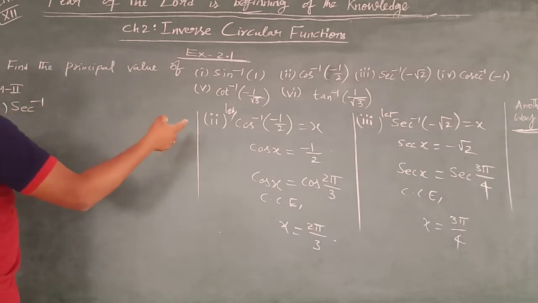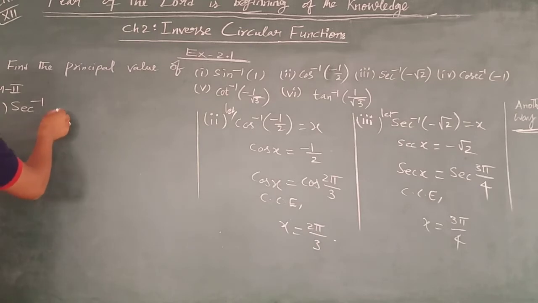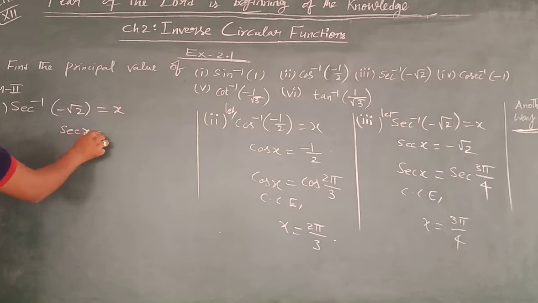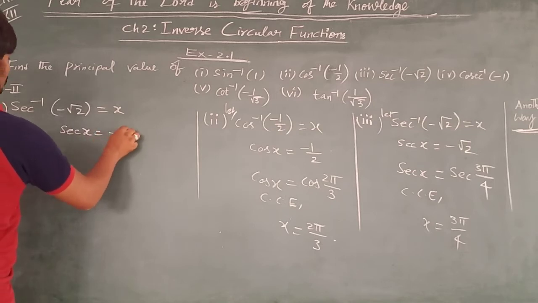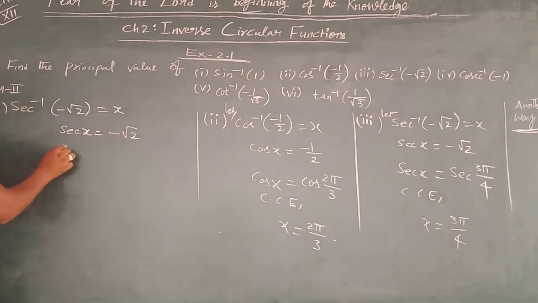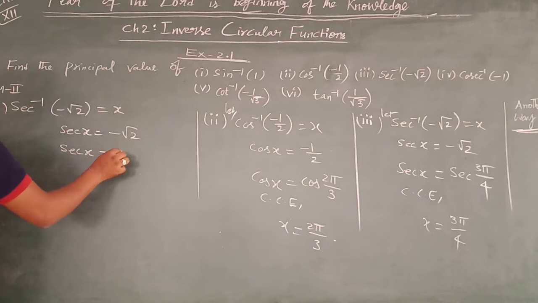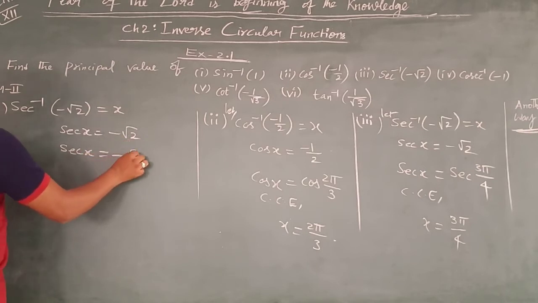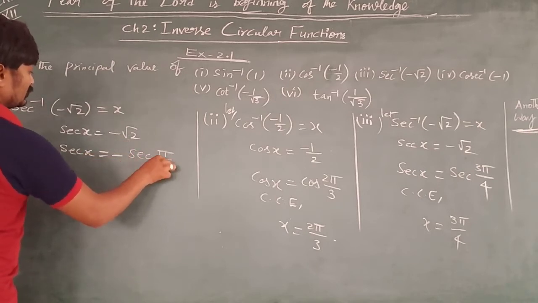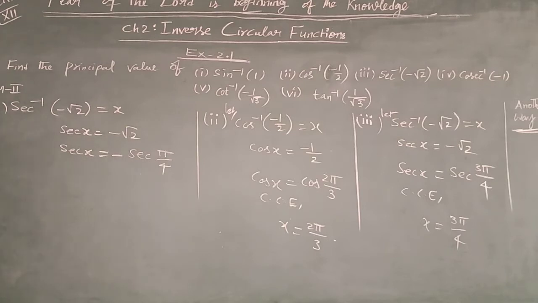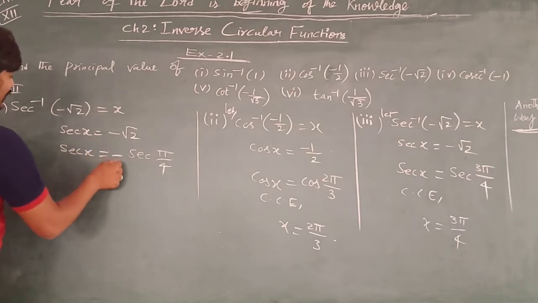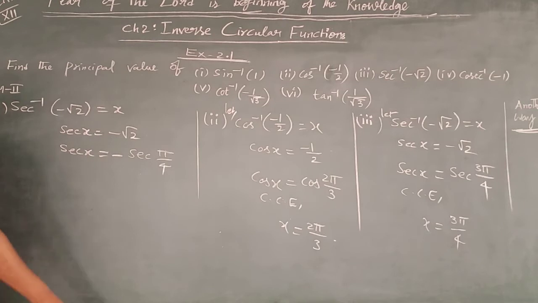And what is second? You can write for second also. Sec inverse minus root 2 is equal to x. Then sec x is equal to, because here the sec inverse goes to sec, so sec x is equal to minus root 2. Now sec x is equal to minus root 2, that is nothing but secant pi upon 4. So now if minus is there, the secant we need to write as a plus.